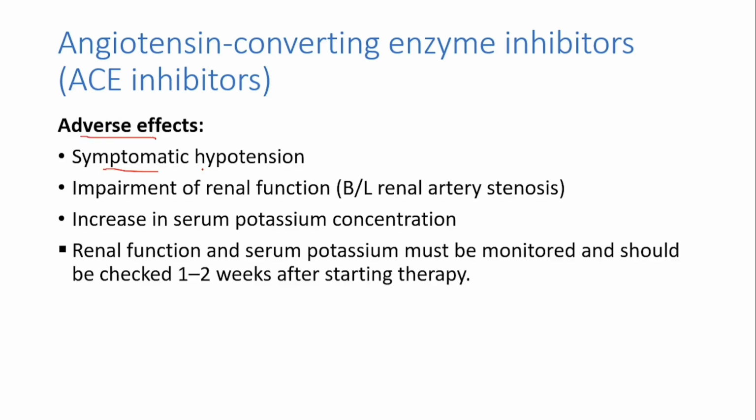There is symptomatic hypotension because there is a dilatation of the vessels, so there will be hypotension, and there will be impairment of the renal function. If there is hypotension, the kidney will not receive enough blood, so they can cause pre-renal renal failure. Okay. Increase in serum potassium concentration, as the aldosterone effect will be inhibited, so potassium will be retained. Okay. Normally potassium is excreted by the aldosterone, here it will be retained.